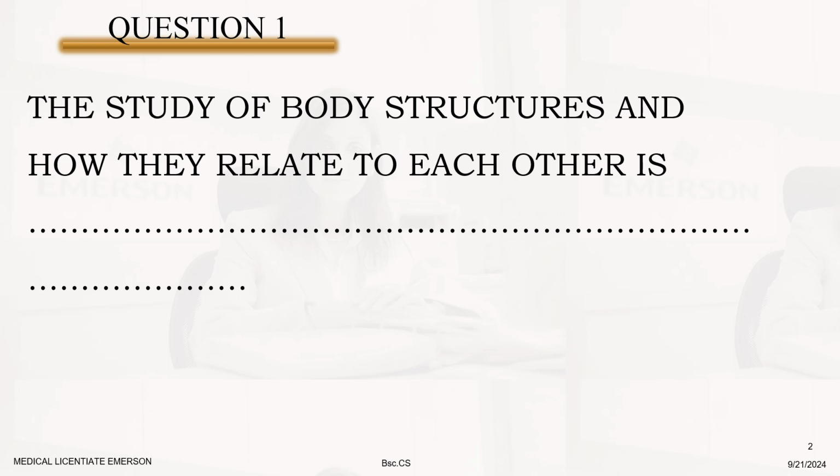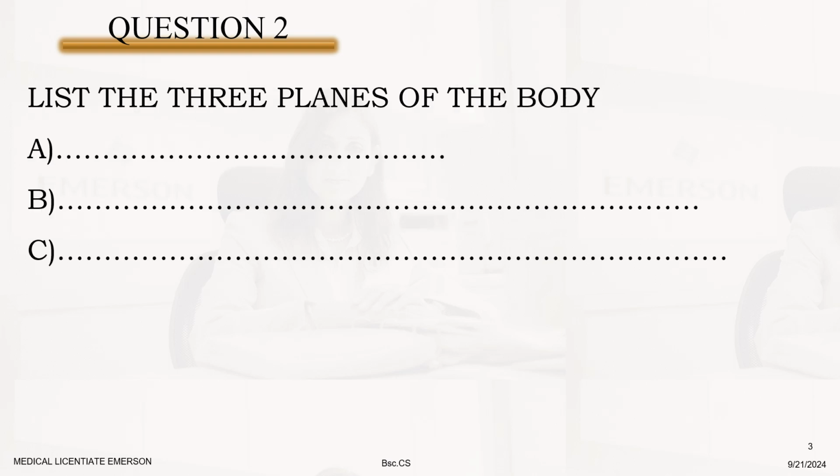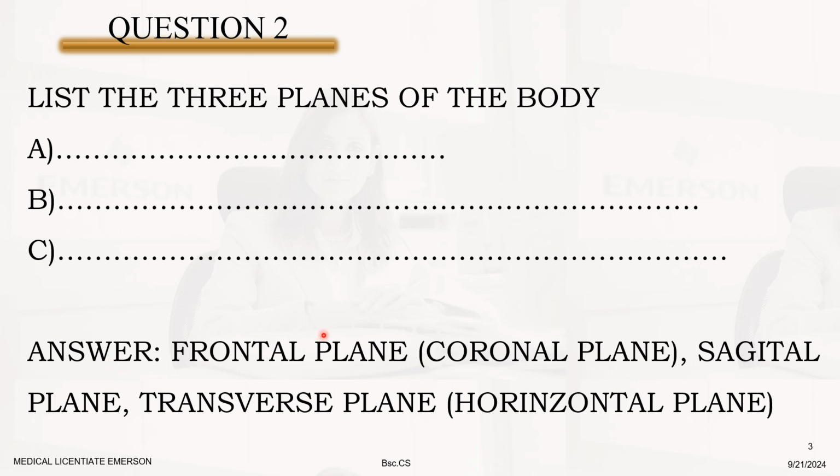These are actually pretty easy because this is the introduction, so of course they are going to be very easy. This one is just a definition for anatomy. The next question is: list the three planes of the body. The planes of the body are the frontal plane, which is also known as the coronal plane, then you have the sagittal plane, then you have the transverse plane, which is also known as the horizontal plane.